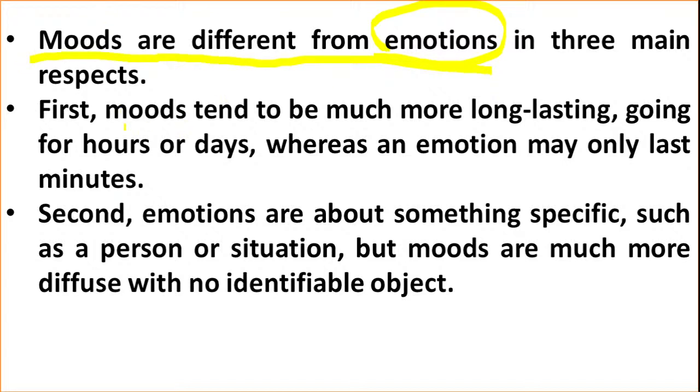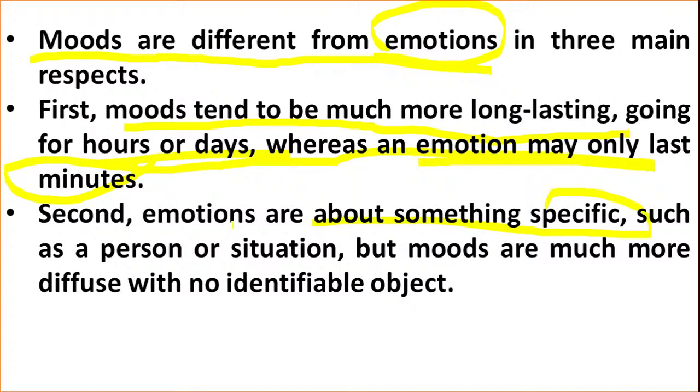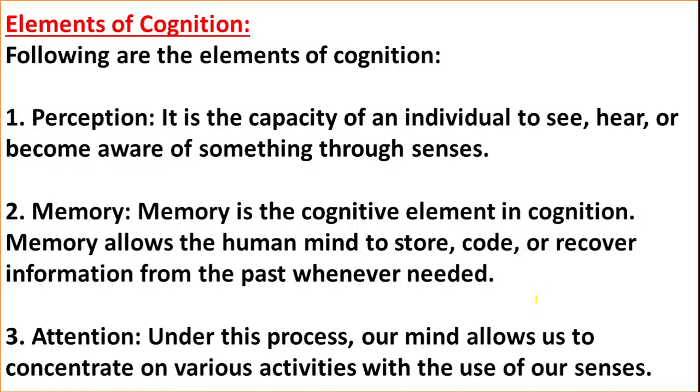First, moods tend to be much more long lasting, going for hours or days, whereas emotion may only last for a few minutes. And the second one is emotions are about something specific, such as a person or situation, but moods are much more diffuse with no identifiable object. So next, let us see elements of cognition.